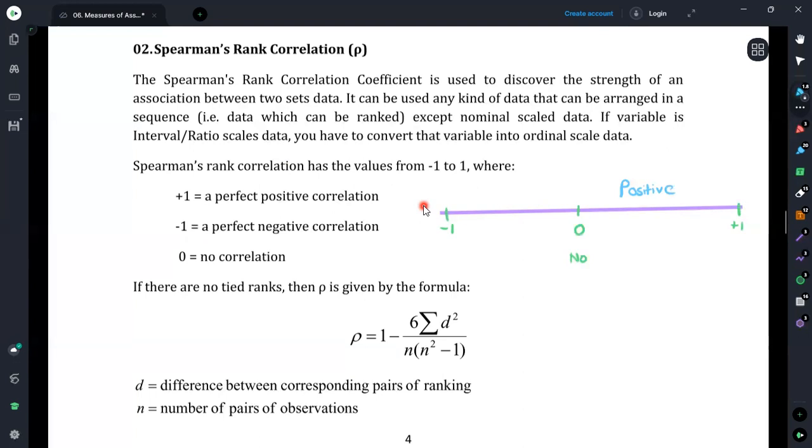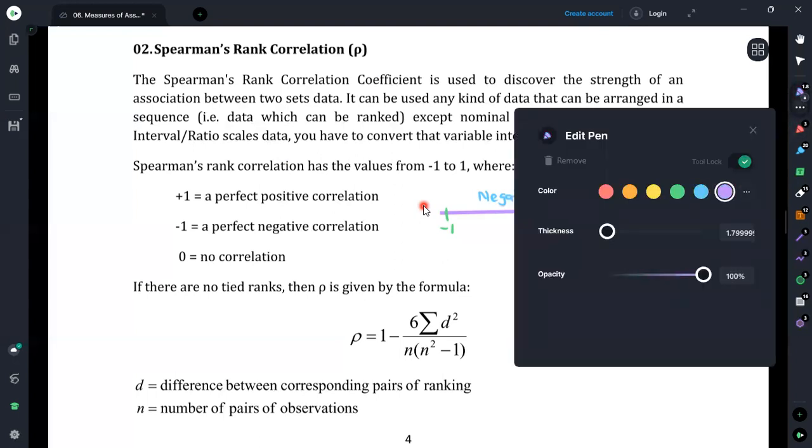But if it is on the left side of 0, then there is a negative relationship among the variables. If it is positive, increasing one variable increases the other variable as well. But if it is a negative relationship, increasing one variable decreases the value of the other variable. Generally, if it is 0, no relationship. If it is between 0 and 1, there is a positive relationship. If it is between 0 and -1, there is a negative relationship.